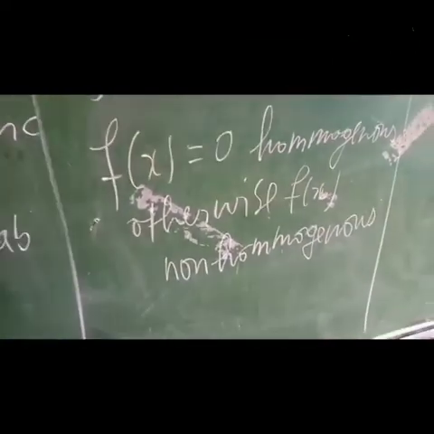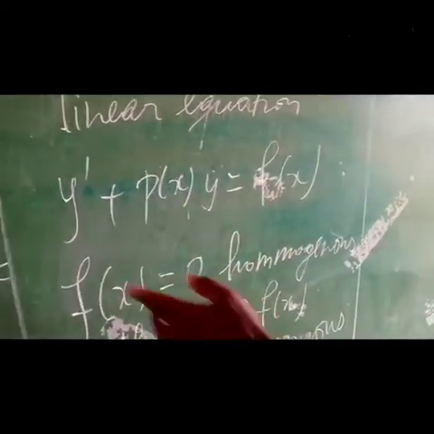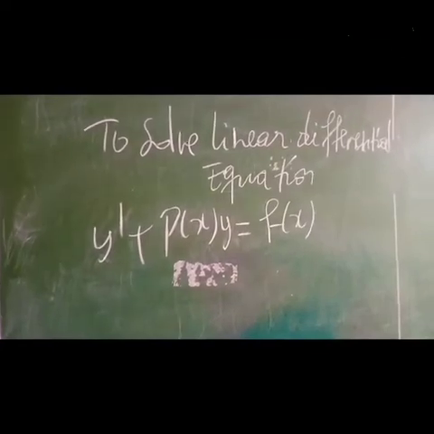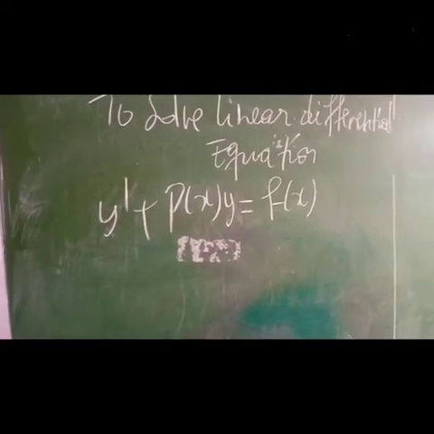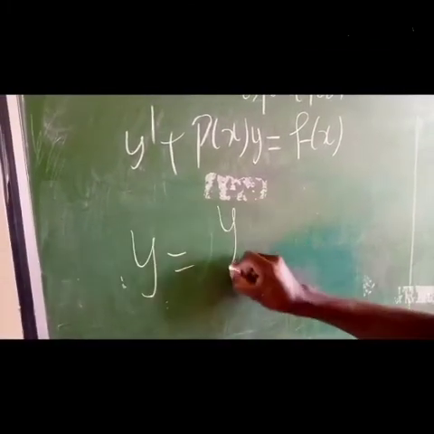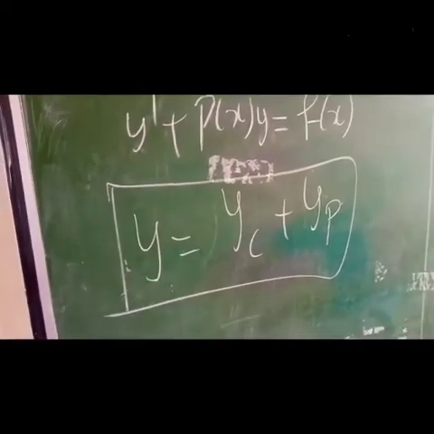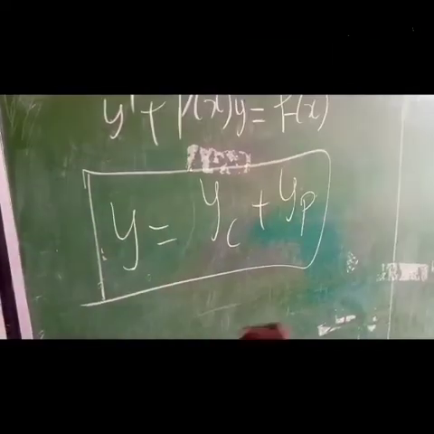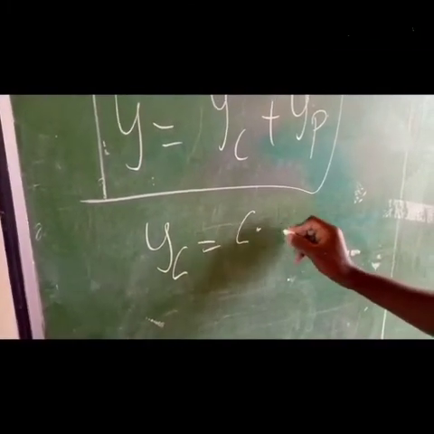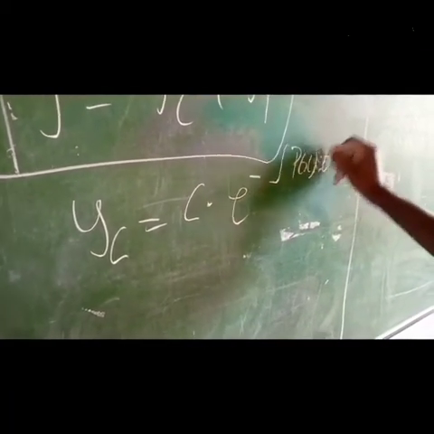So here let's find out how we can solve this equation when you are asked to find the solution for this linear differential equation. We just have to use some formulas. Here we take y will be equal to yc plus yp. This will be the general formula. And then how do we get this formula? We have yc, which is equal to c times e to the negative integral of p(x) dx.